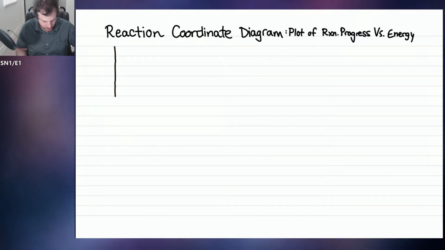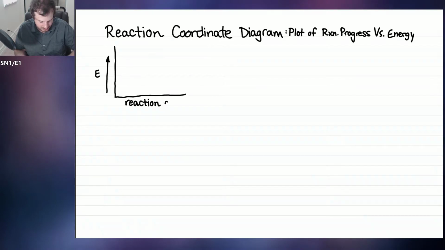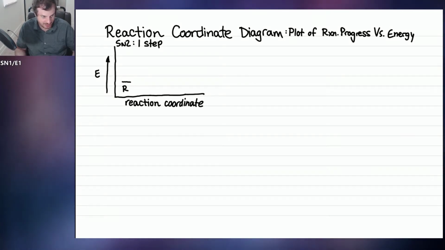So I'll just draw an XY plot. Some people love these diagrams. I never got too excited about these, but it's kind of cool to think about. And so the y-axis is energy, and along the x-axis we have something called the reaction coordinate. This is just a way of arbitrarily plotting the progress of the reaction from reactant to product. And so in an SN2 reaction, it's one step. It's one step. And so we have our reactant here at the beginning of the reaction coordinate diagram and our product here, at the end.